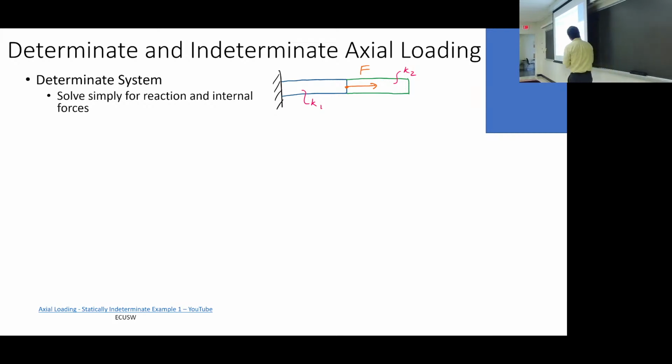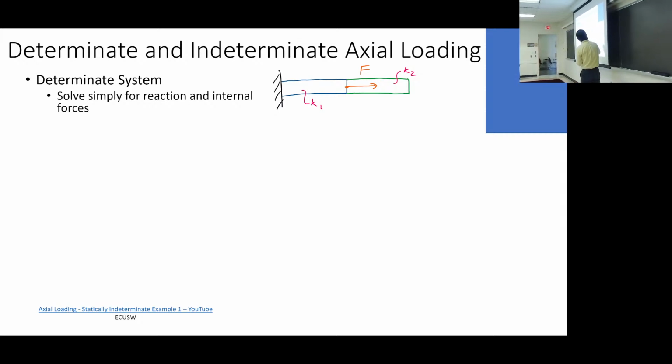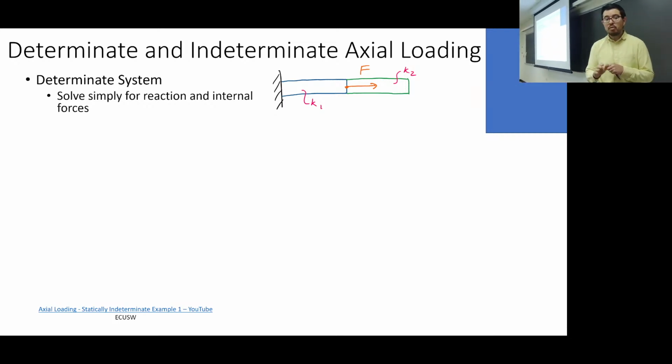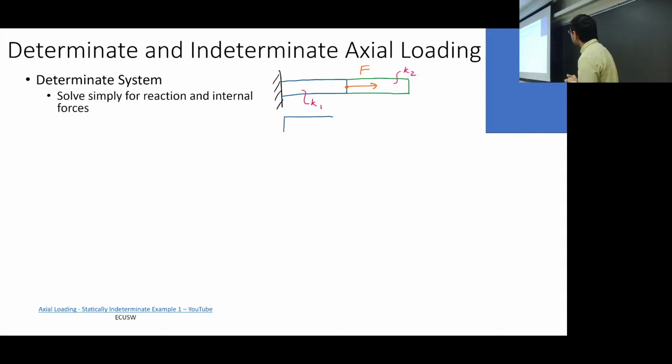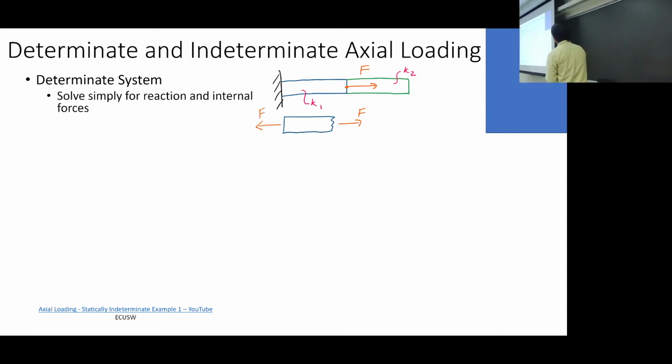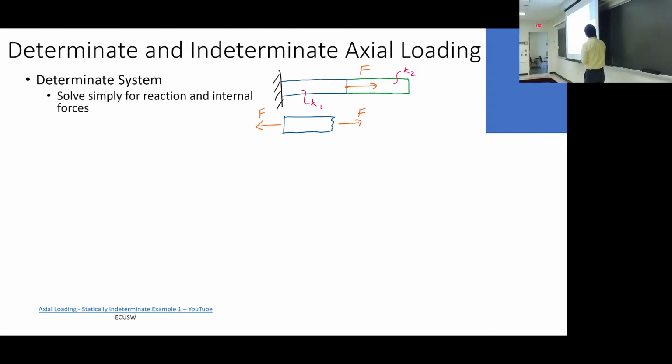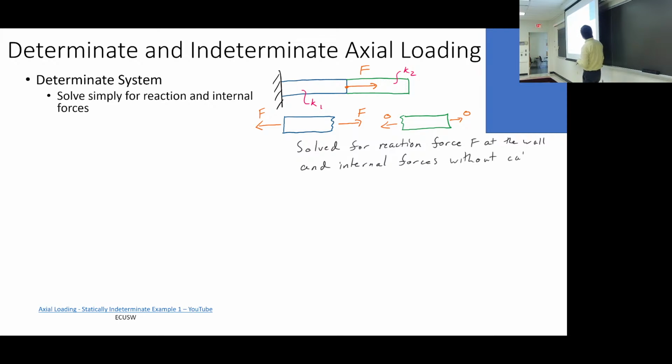Okay? But here, this is a problem where we just use equilibrium. We don't need to know anything about deformation, and we can solve for the forces. Okay? So here, we know that the reaction force from the wall is F, and we know that there's no force in the green member, and we can write out what the internal forces are. We don't have to think about displacements.